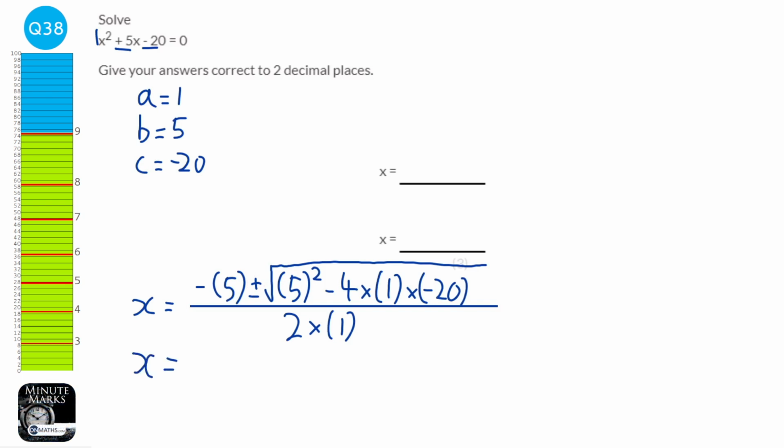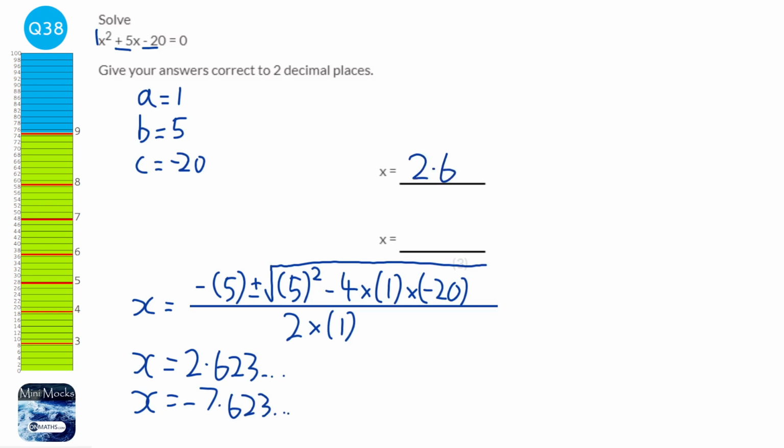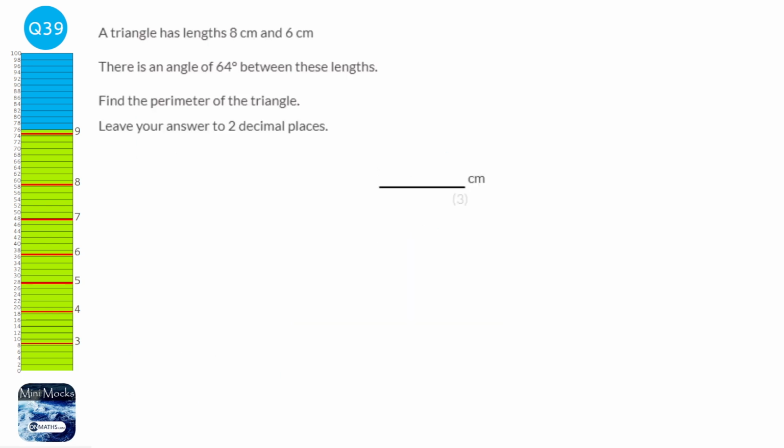you're going to get the answer of 2.623 blah blah blah. If you go back on the calculator, use the cursor keys to change that to a minus, you get the answer of minus 7.623 blah blah blah. Rounded to 2 decimal places, that's going to be 2.62 and minus 7.62.